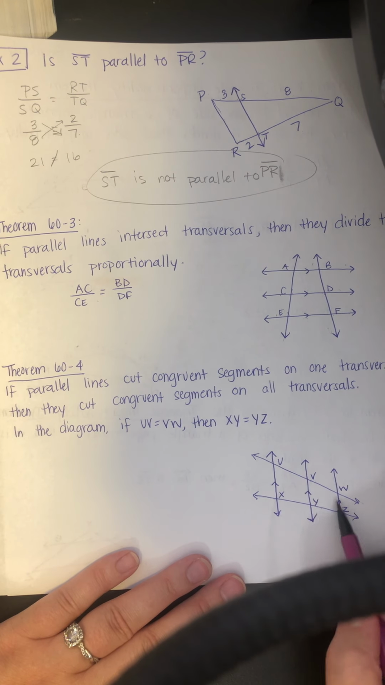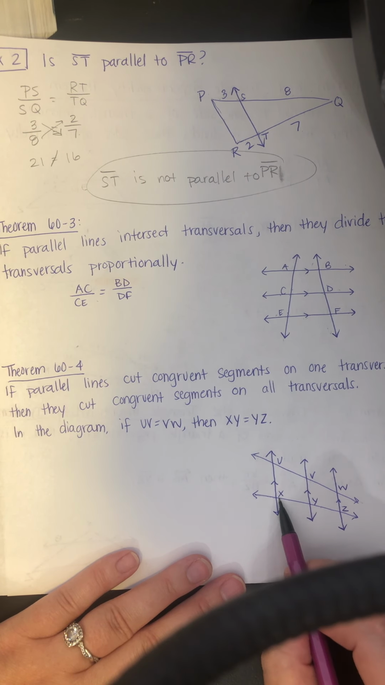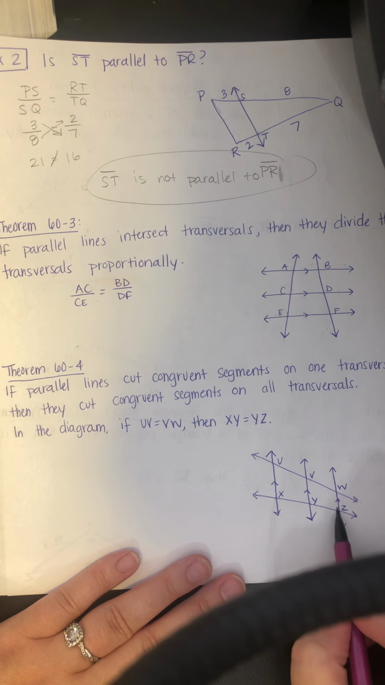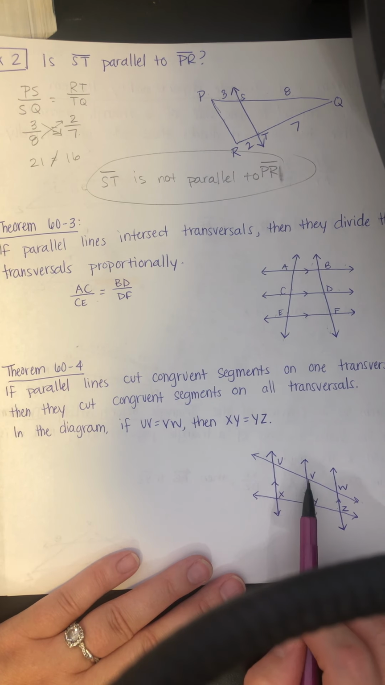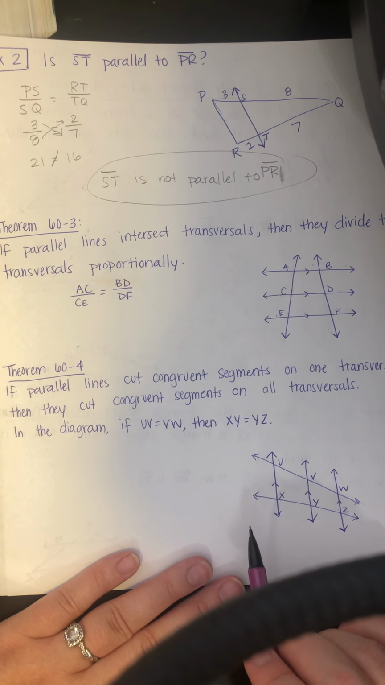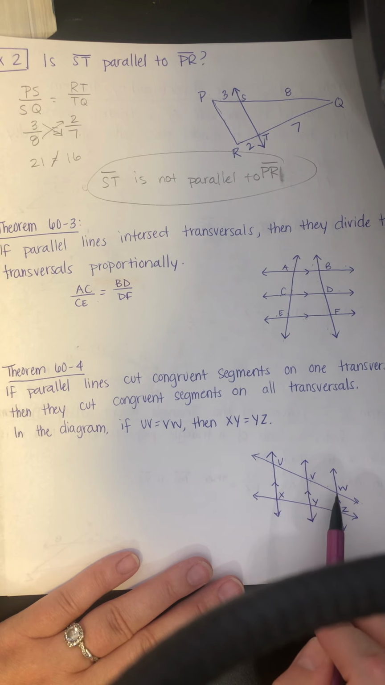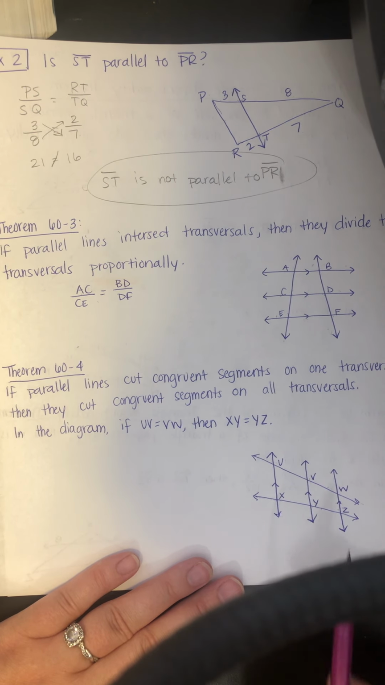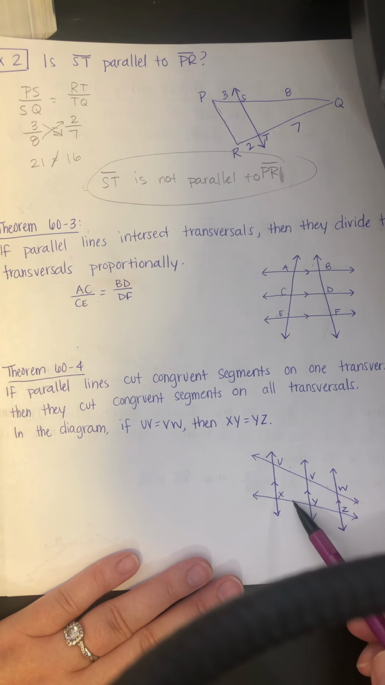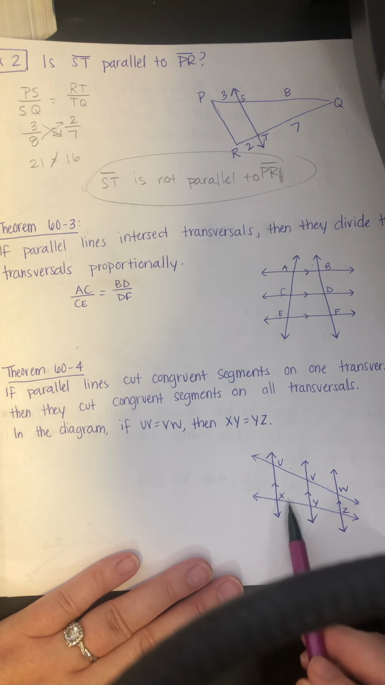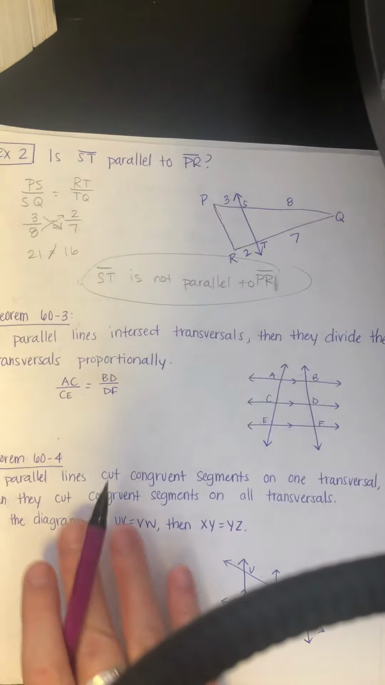So these parallel lines cut through this transversal, and from X to Y and Y to Z. So segment XY and segment YZ are congruent if segment UV and segment VW are congruent to each other. So if UV equals the same as VW, then XY equals the same thing as YZ. UV and XY might not be the same, but XY and YZ are going to be the same.